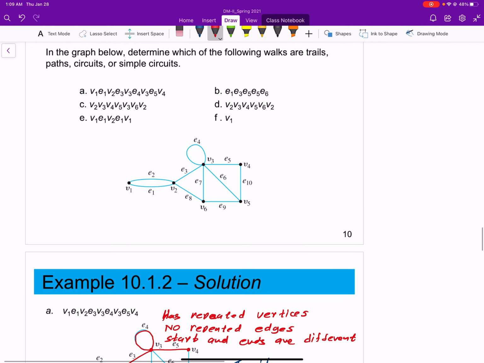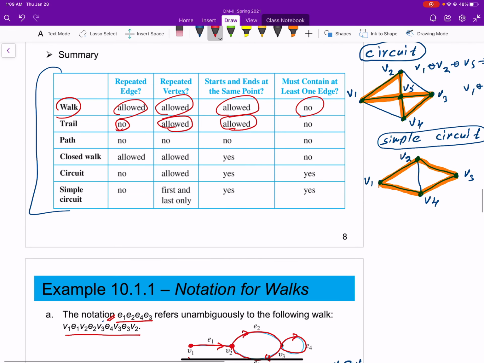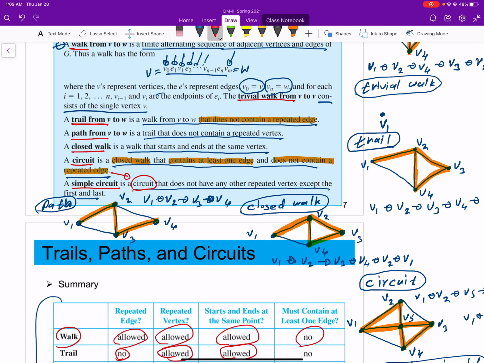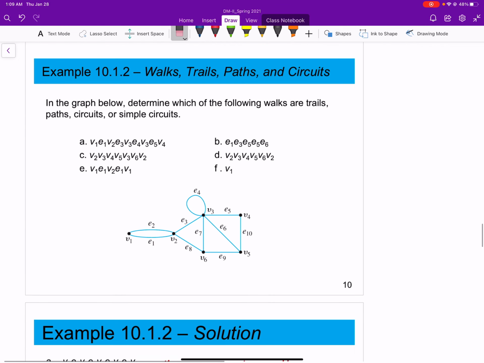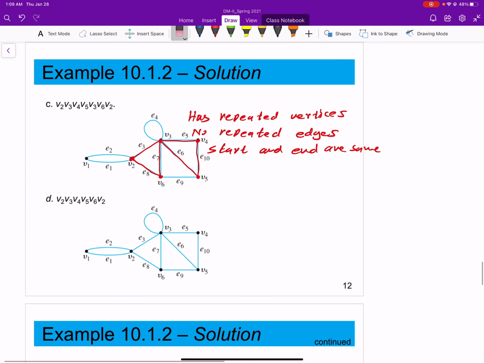Let's go to the definition of a circuit, which is right here. A closed walk that contains at least one edge and does not contain a repeated edge. Repeating edges are not allowed in circuits. Okay, I'm reading this. A circuit is a closed walk that contains at least one edge. All right, so let's go back. It's a circuit. So this is a circuit.